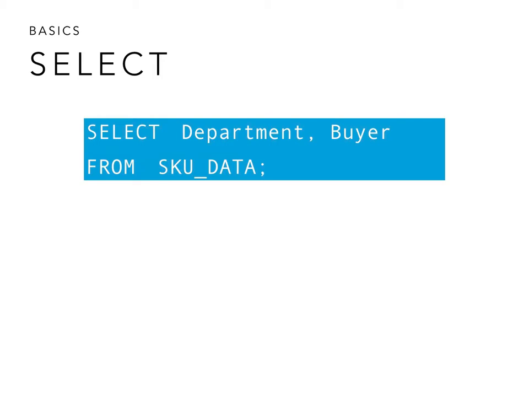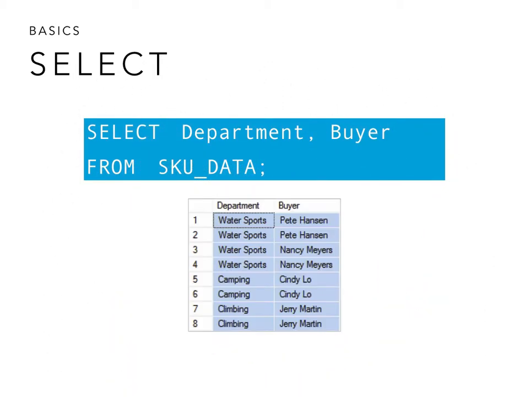All right, this simple statement here, we're going to select department and buyer, so the comma-separated list of column names from the SKU data table. So can you imagine what the results are going to look like from this? We're going to get 2 columns, and we'll have as many rows as there are items in SKU data. So here's an example of the kind of data that we would get back from that query from this sample data set. So this is a basic select where we were selecting all the rows, 2 columns, all the rows from this table. Questions on this?